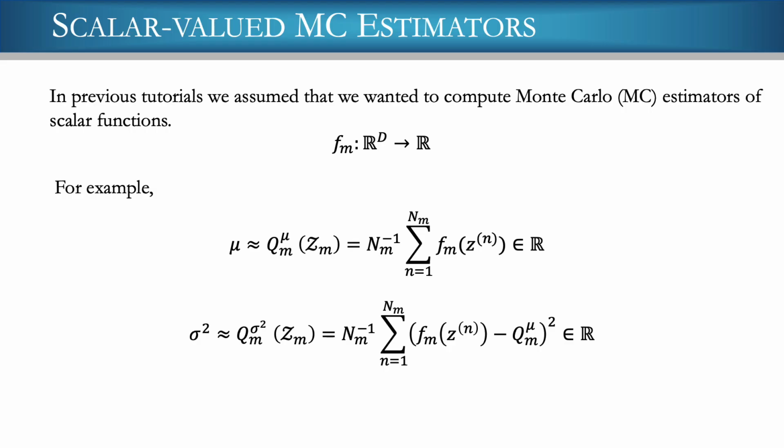In a previous video, I showed you how to compute the mean of a scalar function f_m that maps a d-dimensional random variable to a scalar. In this setting, the mean of a function is also a scalar and is simply the sum of the function evaluated at n samples divided by n. Similarly, the variance of a function is a scalar and is given by the last formula on the slide.